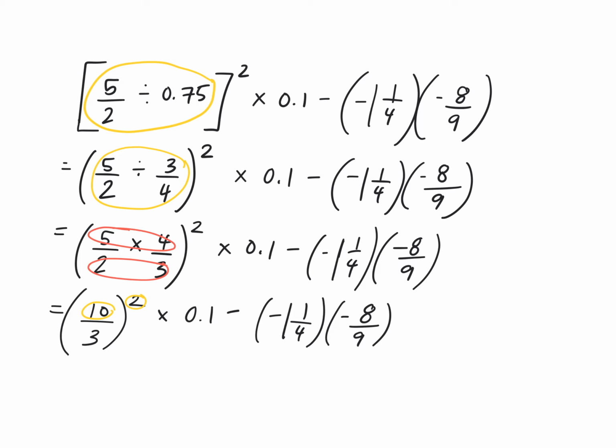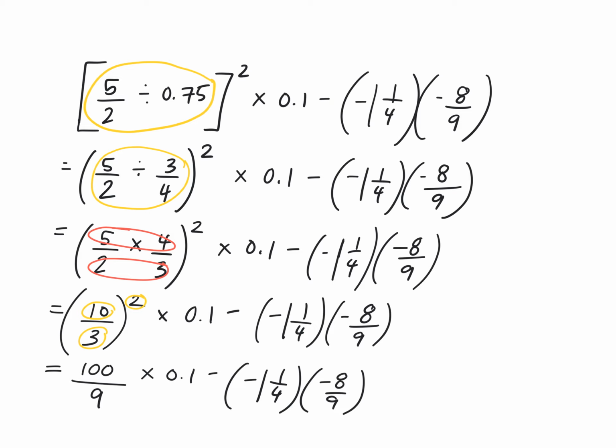So it's 10 to the power of 2 and it's 3 to the power of 2 because they're both inside the bracket. So what's 10 to the power of 2? What does that mean? It would be 10 times 10. Good, which is 100. Good. And then 3 to the power of 2 would be 9. Good. So 100 over 9 times 0.1 minus negative 1 1/4 times negative 8 over 9.